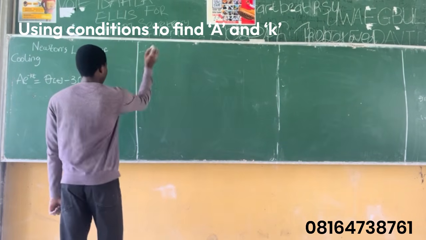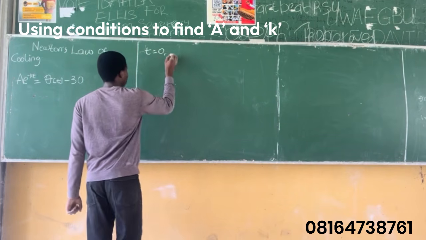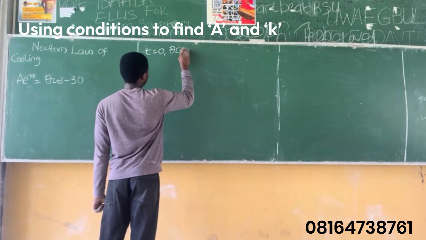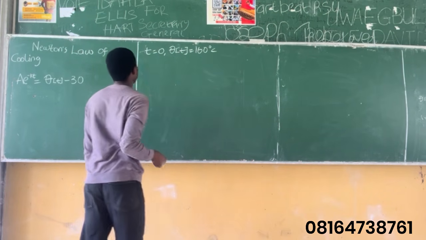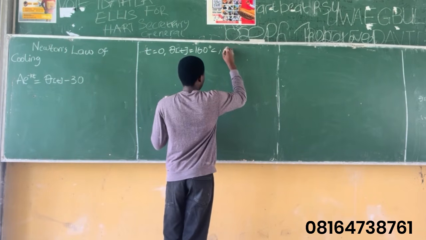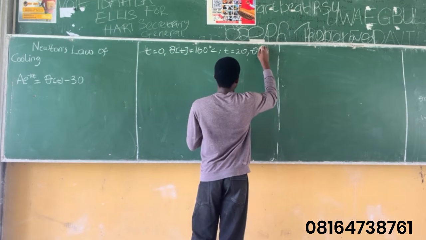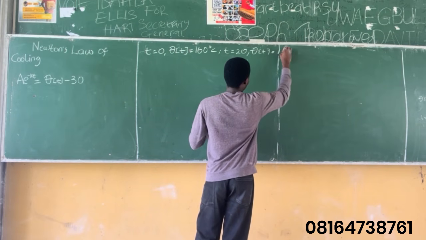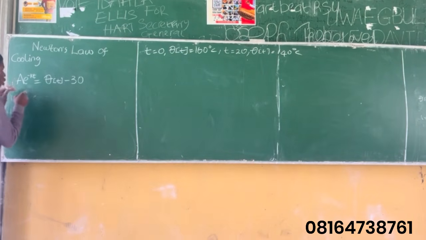Okay, so we had the conditions earlier: t equal to 0, theta was equal to 160 degrees Celsius. The second condition was when t was 20 minutes, it dropped to 140 degrees Celsius. So now let's substitute it into this equation to find the value of A and also find the value of k.